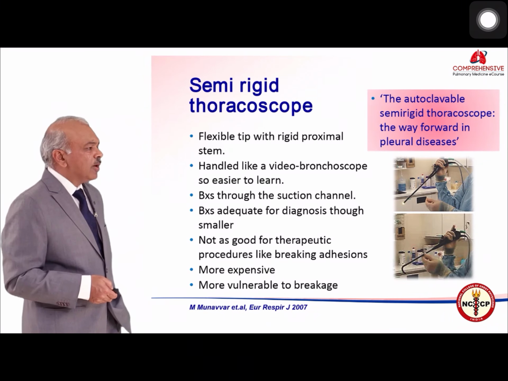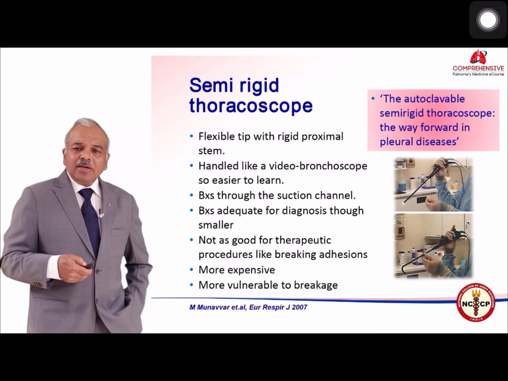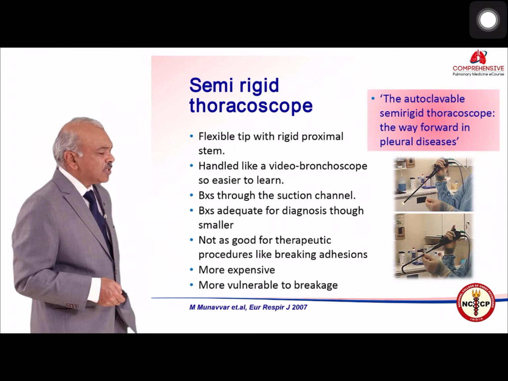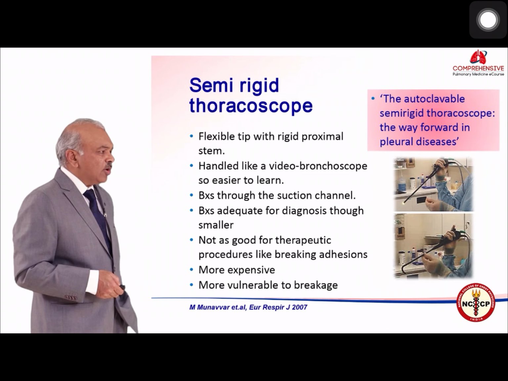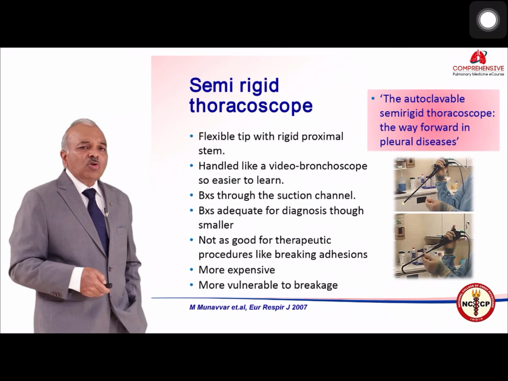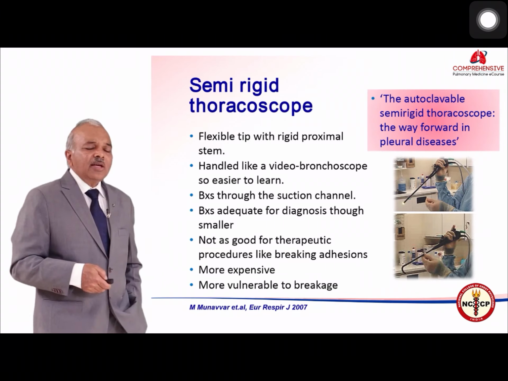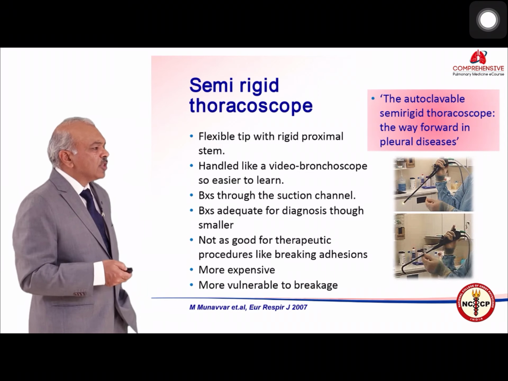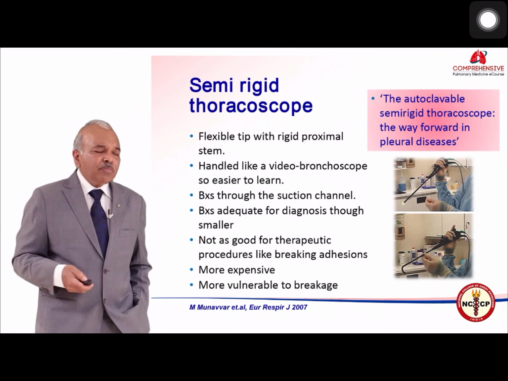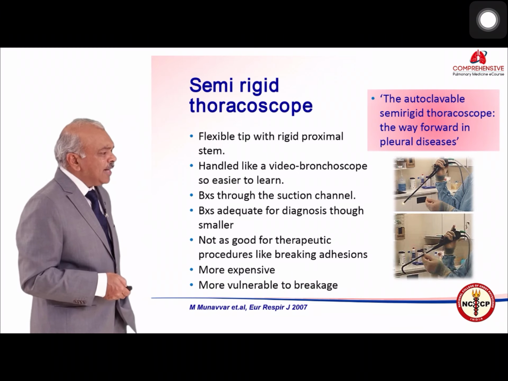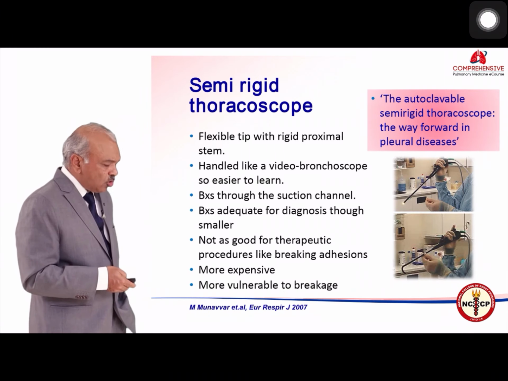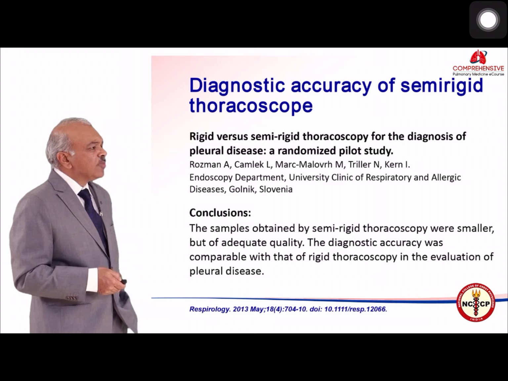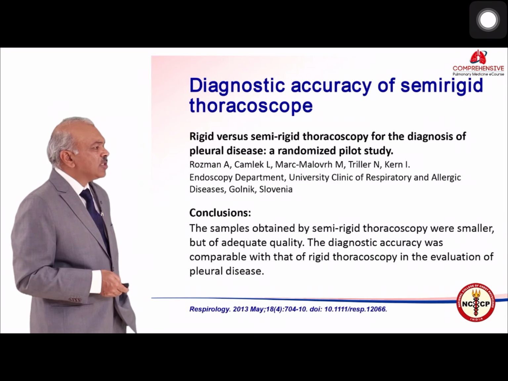It is also, because of its smaller size, less likely to be traumatic, and you can get biopsies which are as good as with the rigid thoracoscope. It is, however, not as good for therapeutic procedures like breaking adhesions, say for example in a patient with empyema, or for the more sophisticated procedures like sympathectomy, etc. So the semi-rigid thoracoscope is primarily a diagnostic tool, and these are papers to show how the diagnostic accuracy of the semi-rigid thoracoscope is almost the same as the rigid thoracoscope.